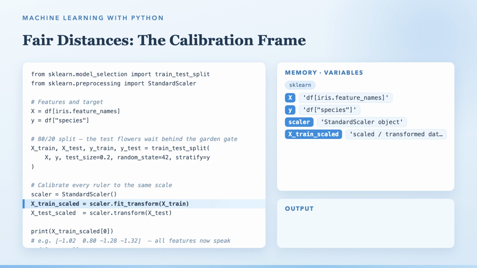Next, we create a standard scalar named scaler. On the training flowers we call fit_transform. The scaler learns the means and spreads, then rescales them into X train scaled. On the test flowers, only transform. The same rulers, never refitted. The print shows the first scaled flower. Small numbers near 0. Every feature speaking equally now.